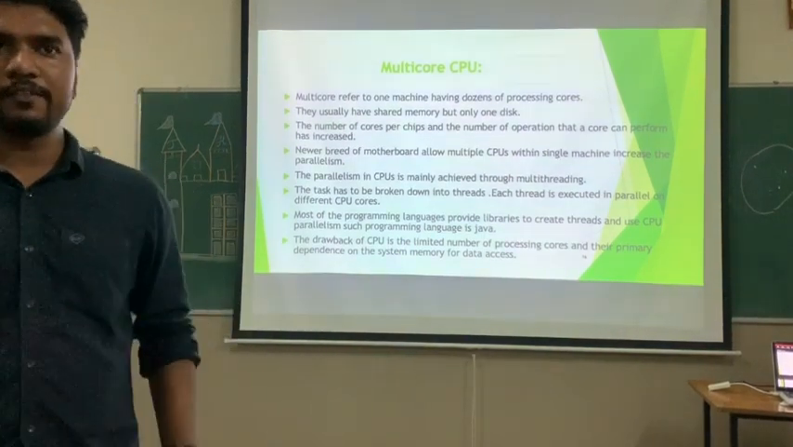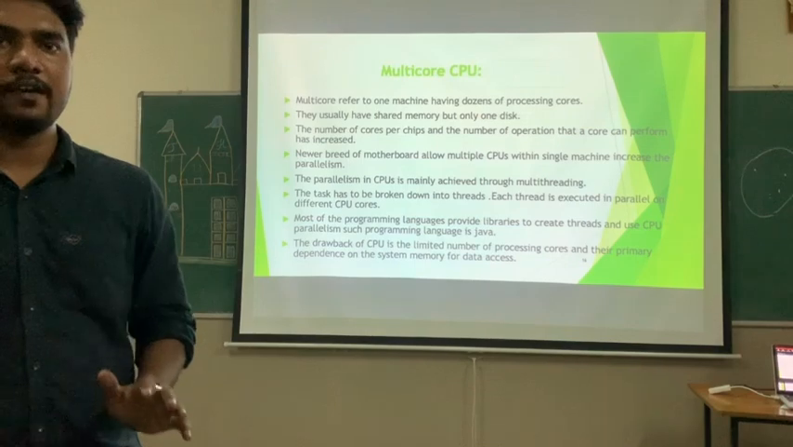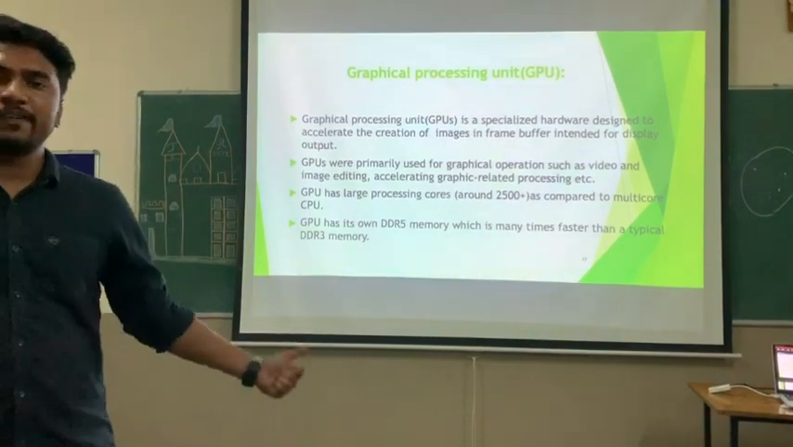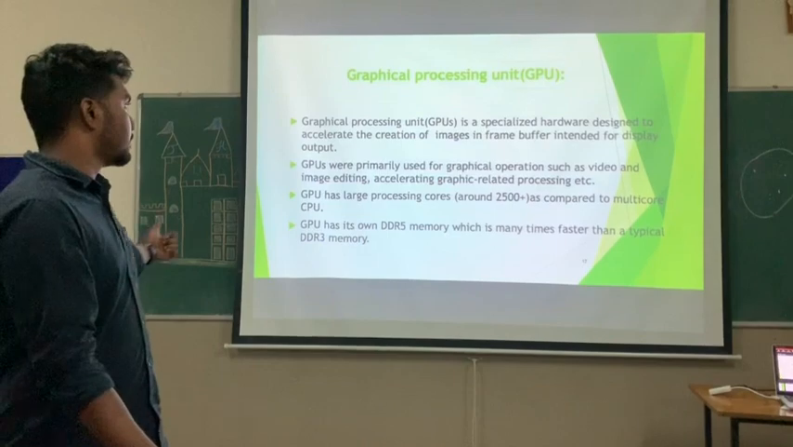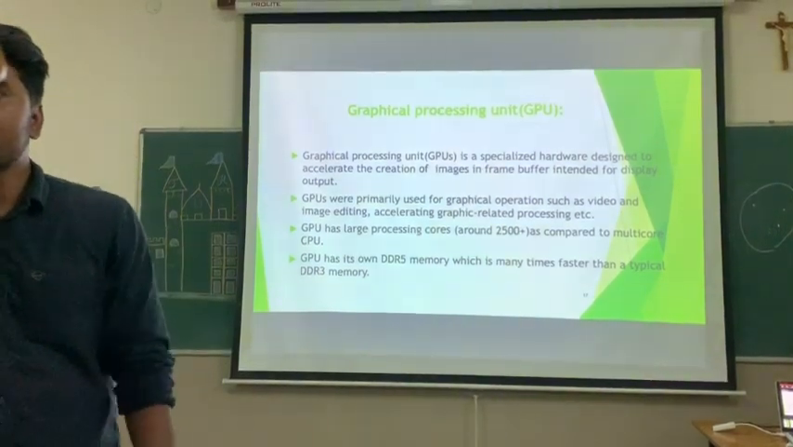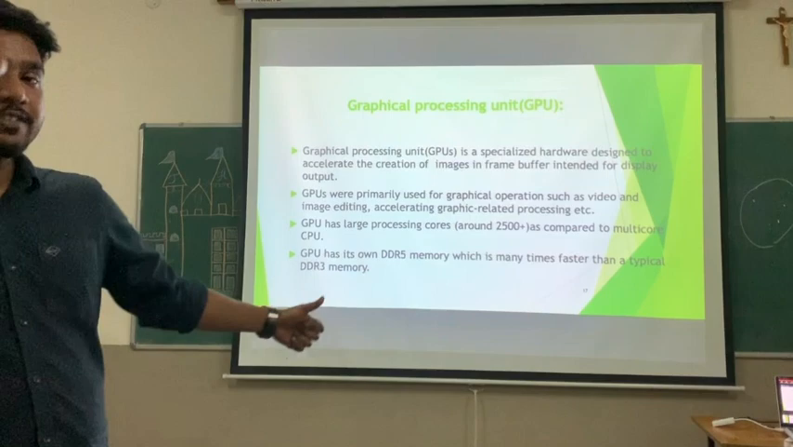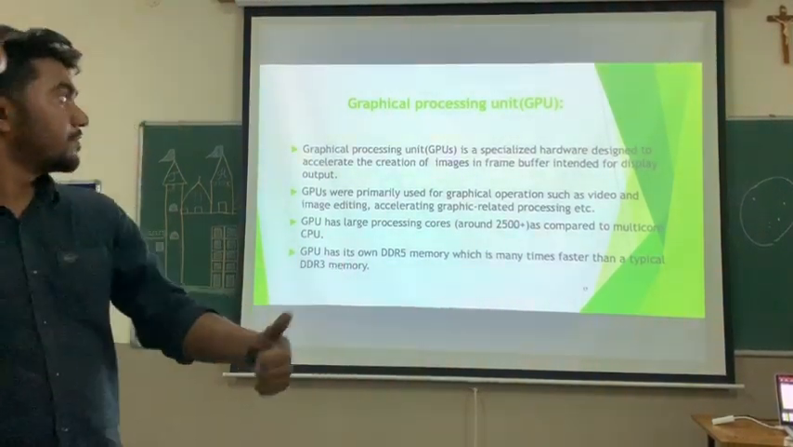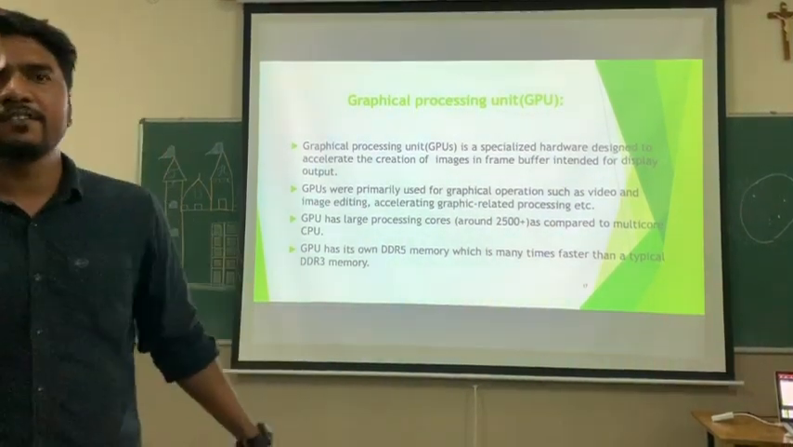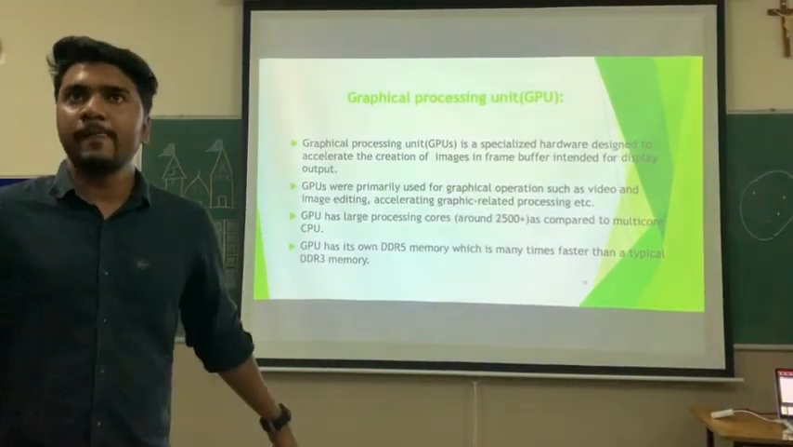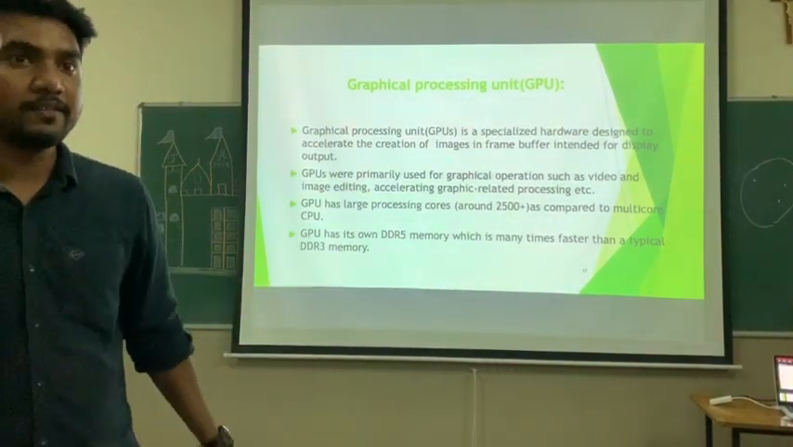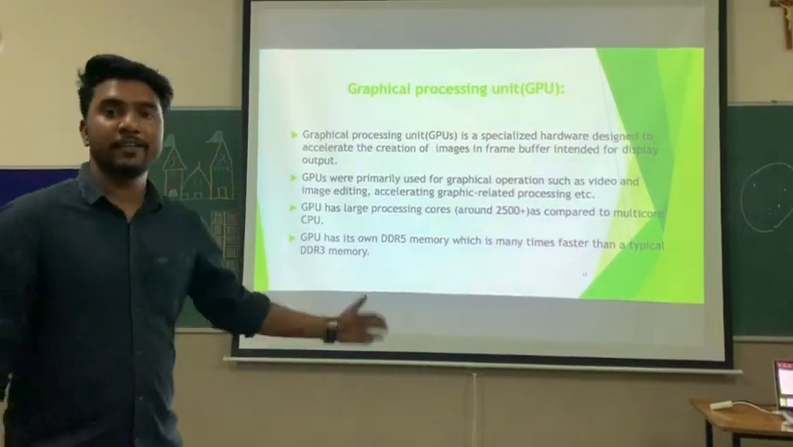So once the data size is increased, they can't handle that data because they have a limited amount of memory. To cope with that, we have the graphical processing unit, that is GPU. GPU is a specialized hardware which was designed for acceleration, the creation of images in a frame buffer intended for display output. It's generally used for creating images or videos in the early stage, but in the 20th century, developers came together and they got to know that GPU has more importance.